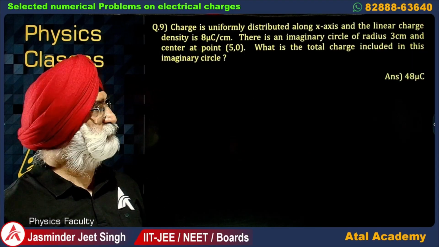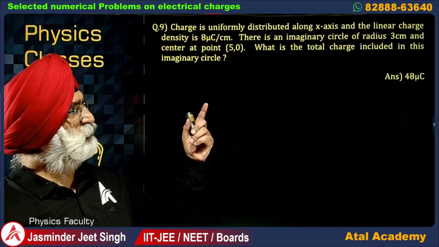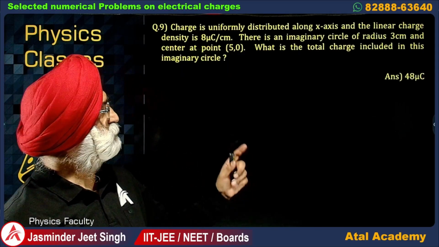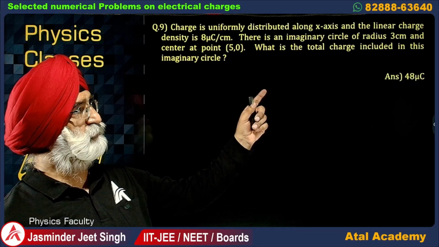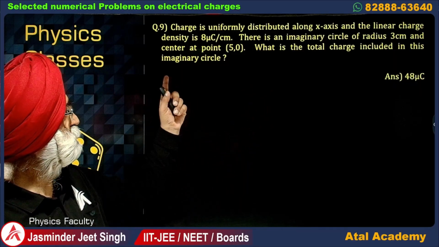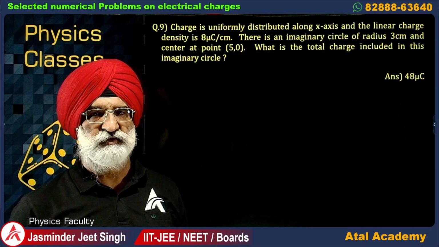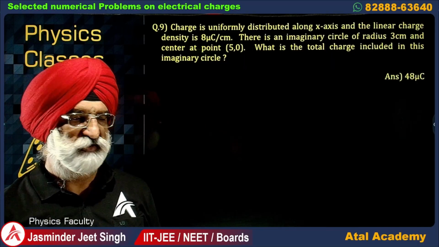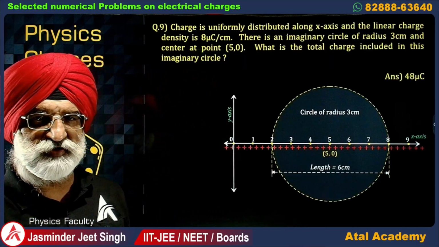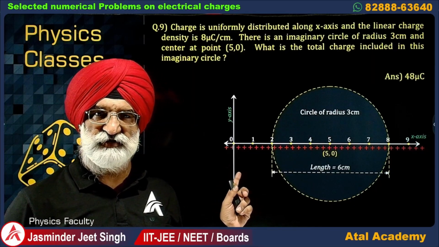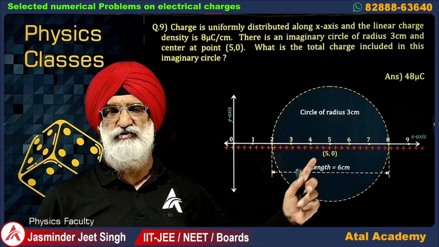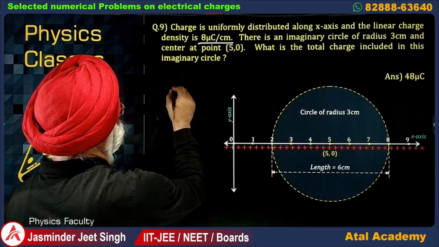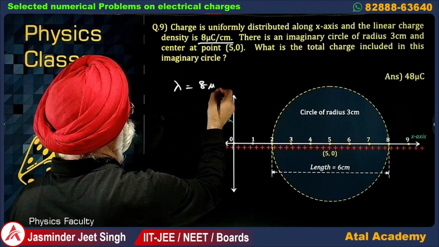Numerical number 9. Charge is uniformly distributed along the x-axis and the linear charge density is 8 microcoulomb per centimeter. There is an imaginary circle of radius 3 centimeters and center at the point 5, 0. What is the total charge included in this imaginary circle? Before we move forward, let us see what is there in this question. There is a charge which is uniformly distributed along the x-axis such that the linear charge density lambda is equal to 8 microcoulomb per centimeter.